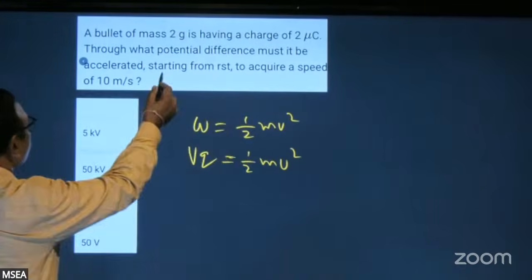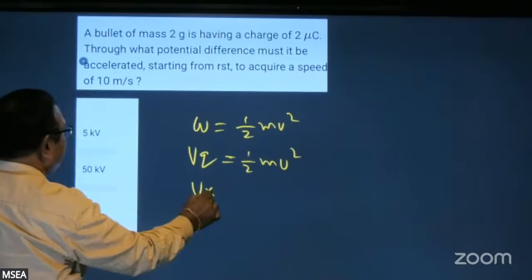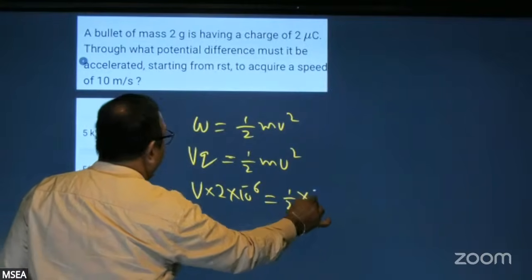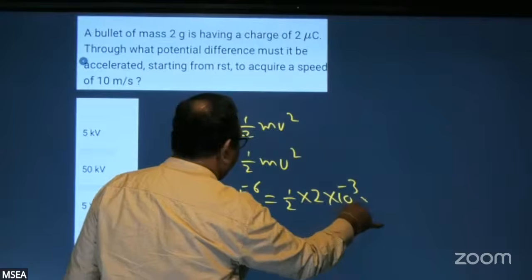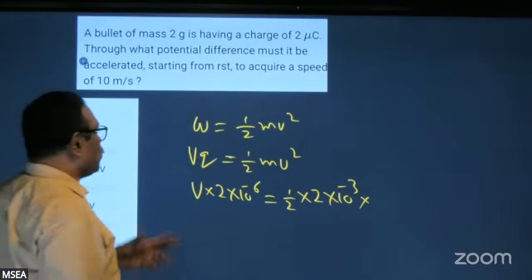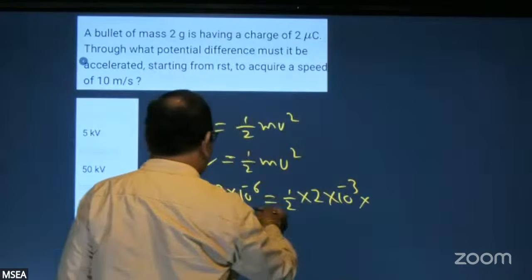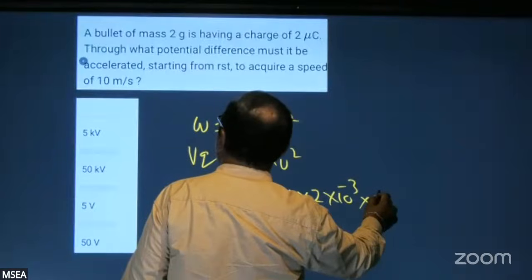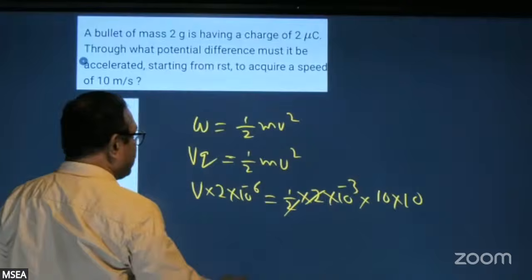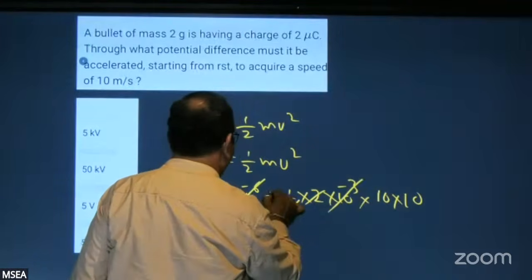Then V is what is being asked, the potential. Charge is given, 2 into 10 power minus 6, half into mass, which is given 2 into 10 power minus 3. You must be careful about the units. You have to convert gram to kg, and micro is 10 power minus 6. So V, and v square is 10 into 10, which is 100, and the mass term is 10 power minus 3.